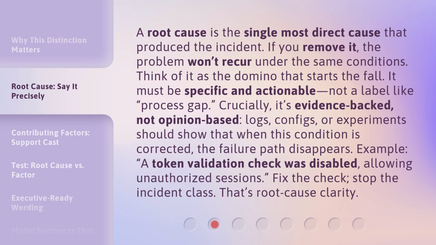Example: the token validation check was disabled, allowing unauthorized sessions. Fix the check, stop the incident class. That's root cause clarity.